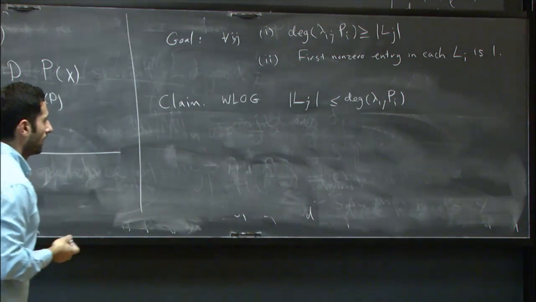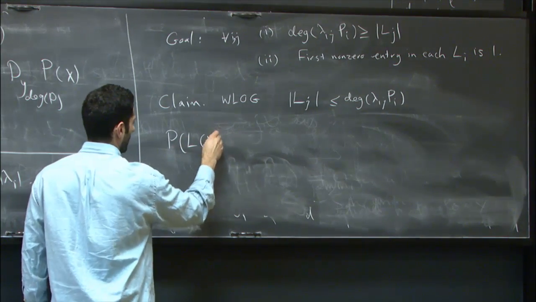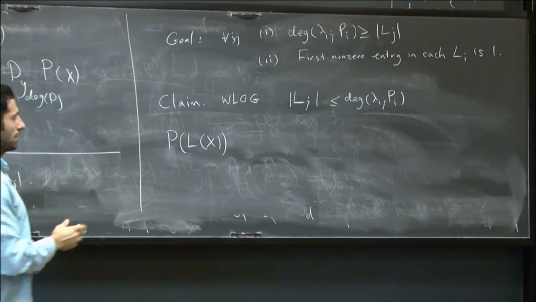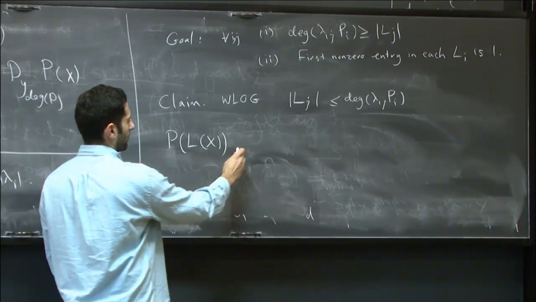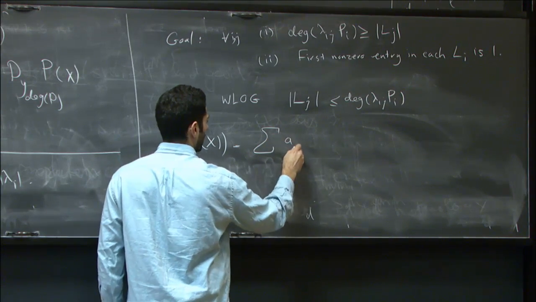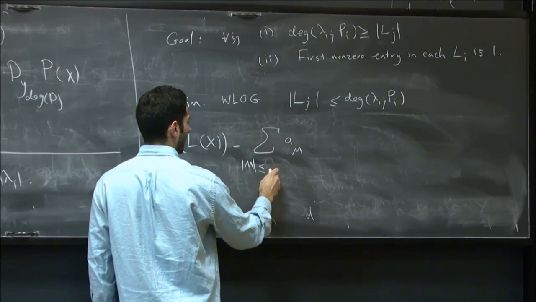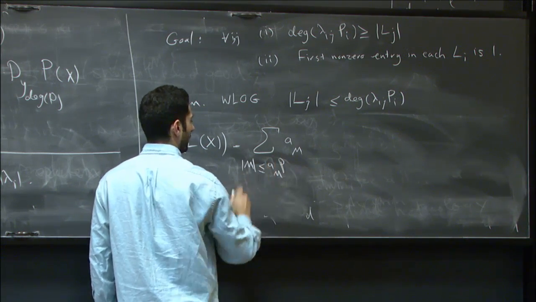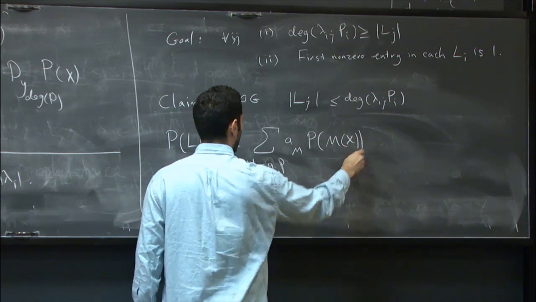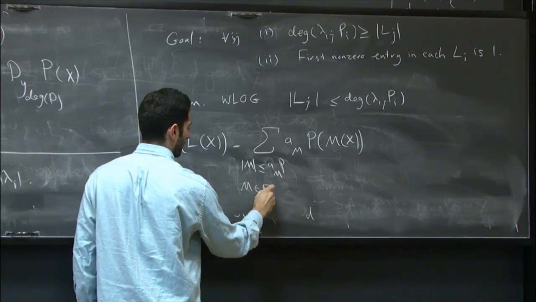The way we prove it is the following. We show that any non-classical polynomial p applied to a linear form can always be written in the following form: a_m p, where m is a linear form.